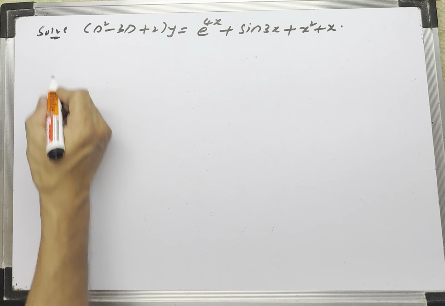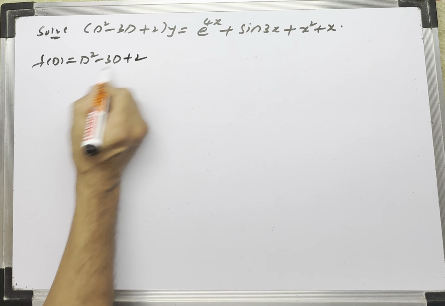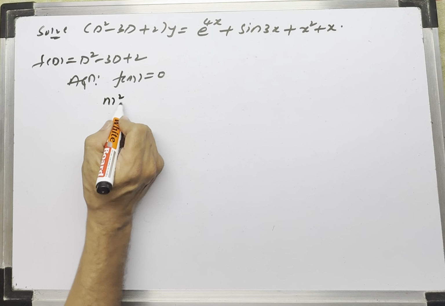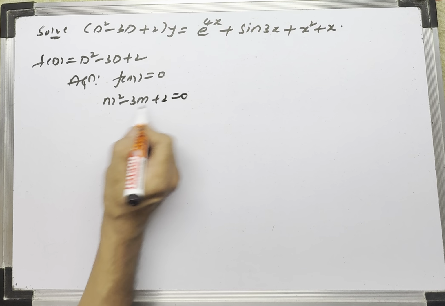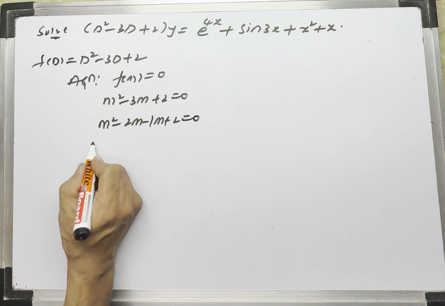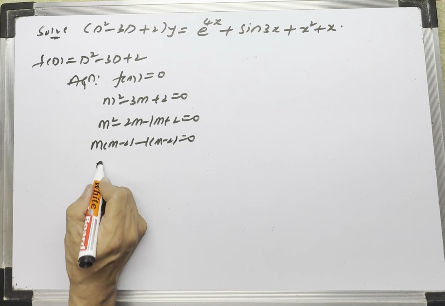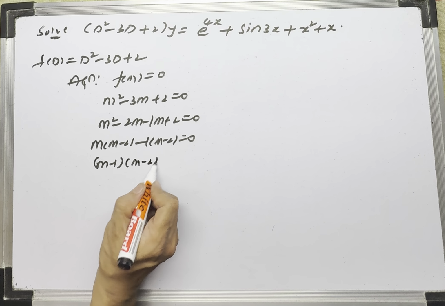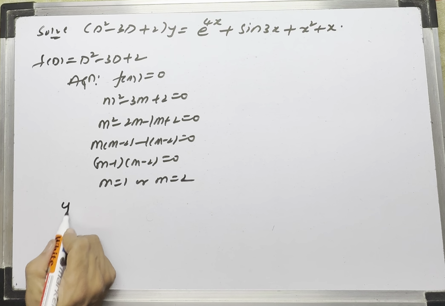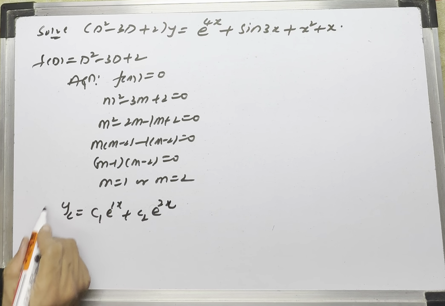We'll add f of D first. F of D equals D square minus 3D plus 2. Auxiliary equation is f of m equals 0. M square minus 3m plus 2 equal to 0. 2 into 1 is 2, minus 2 minus 1 m plus 2 equal to 0. M common, m minus 2, minus 1 common, m minus 2 equal to 0. M minus 1 into m minus 2 equal to 0. M equal to 1 or m equals 2. Yc equals c1 e power m1x plus c2 e power m2x.